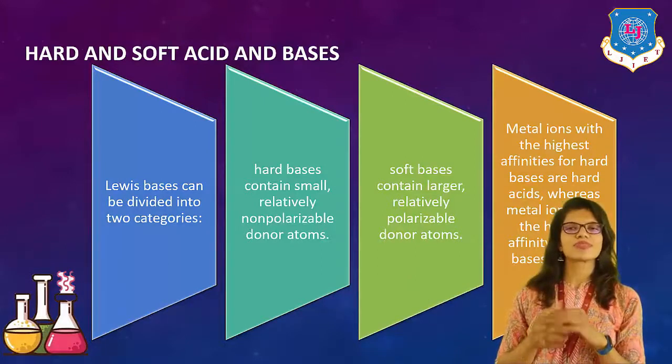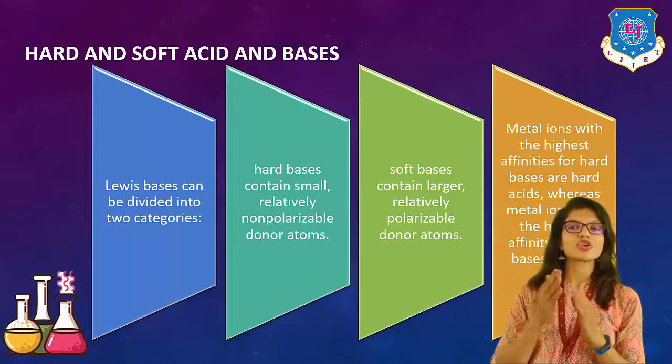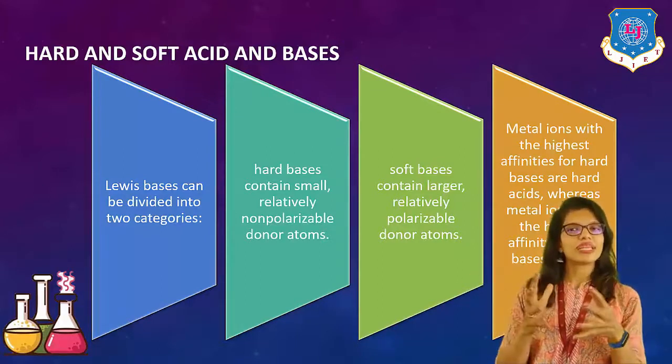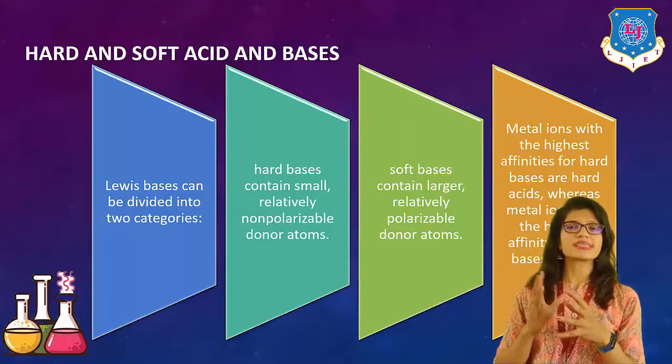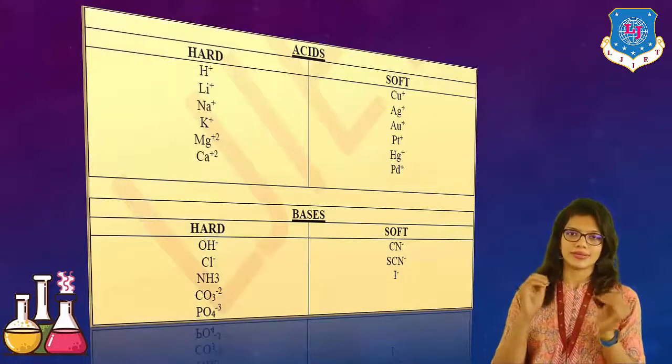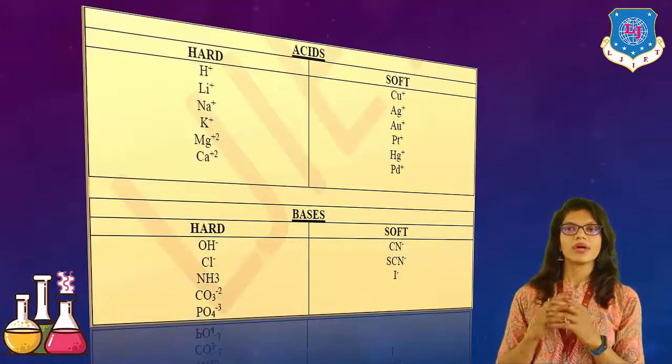The metal ions with the highest affinities for hard bases are hard acids, okay? Generally, it has been observed that hard bases combine with hard acids as well as soft bases combine with soft acids, right? Their match is very perfect. Whereas the metal ions with the highest affinity for soft bases are soft acids. So in this manner we can say that soft attaches with the soft while hard attaches with the harder one, right?